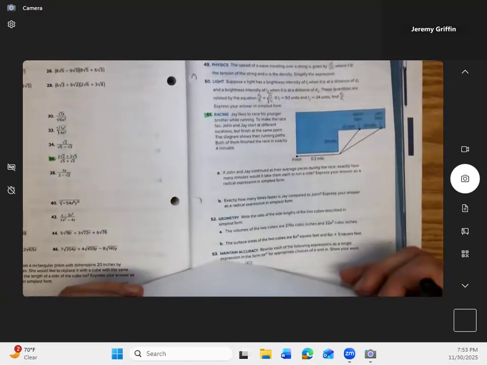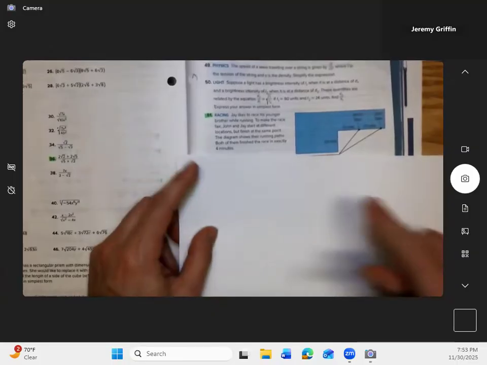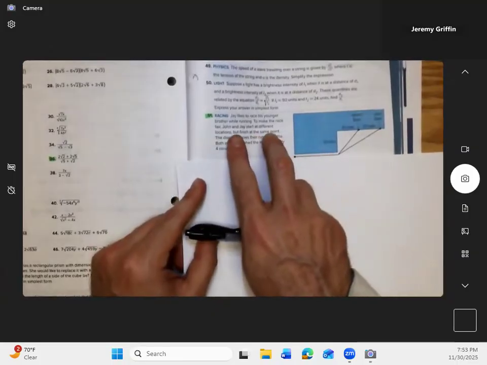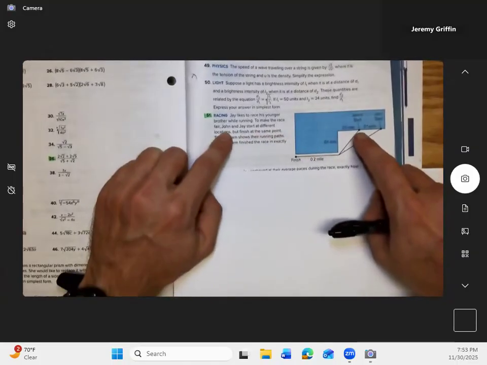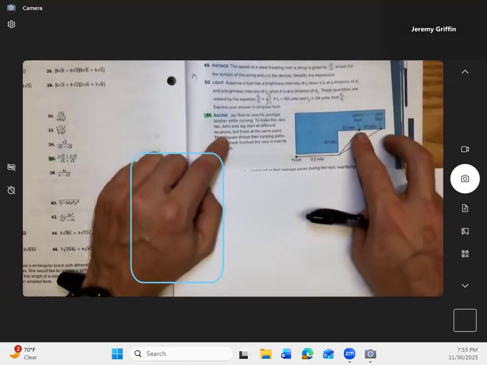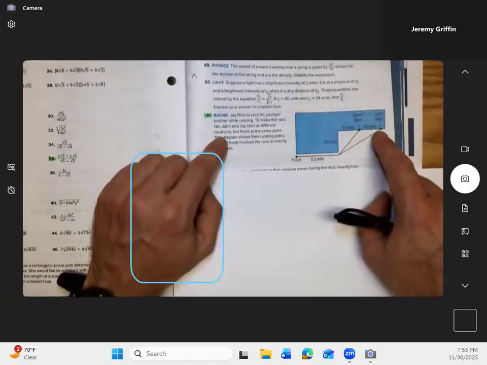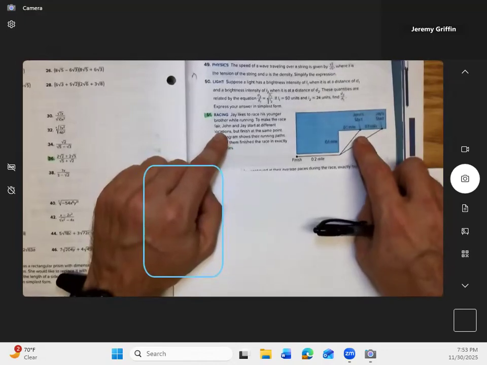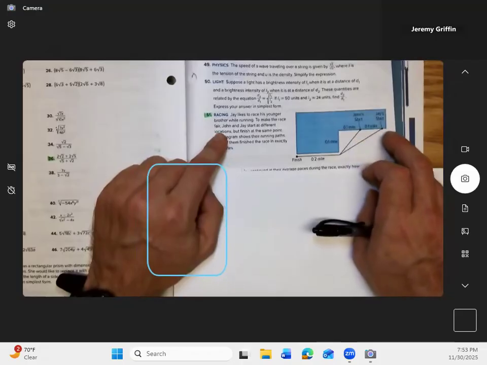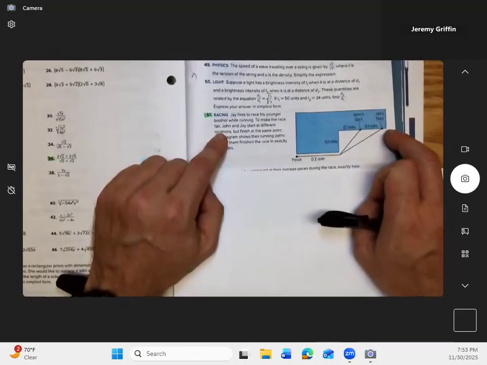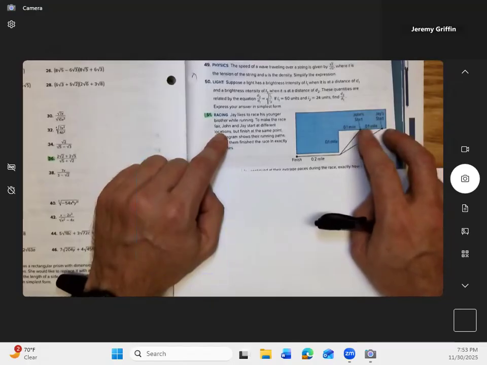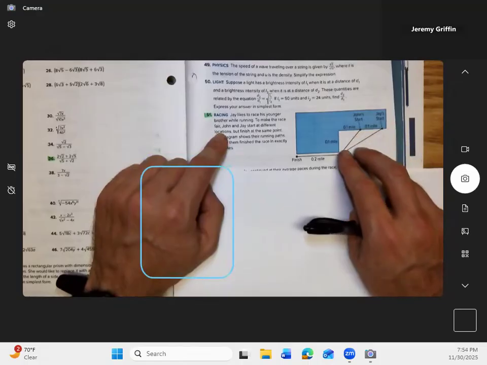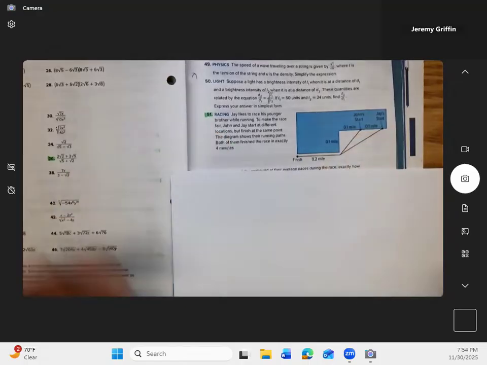Racing. Jay likes to race his younger brother while running. To make the race fair, John and Jay start at different locations. Here's where John starts. Here's where Jay starts. But they finish at the same point. So Jay is the older brother. He can probably run faster, maybe because he's a couple of years older. His younger brother John effectively gets a head start. You see that? John is not going to run as far to get to the finish line. So now it's actually competitive.